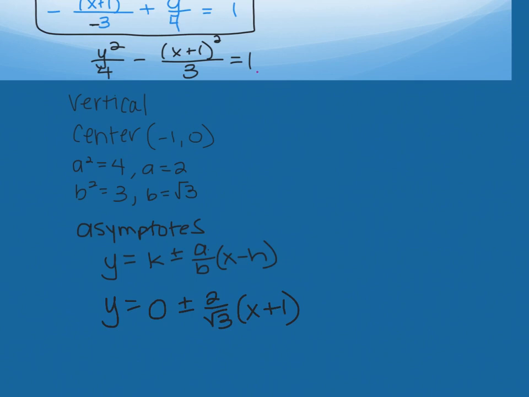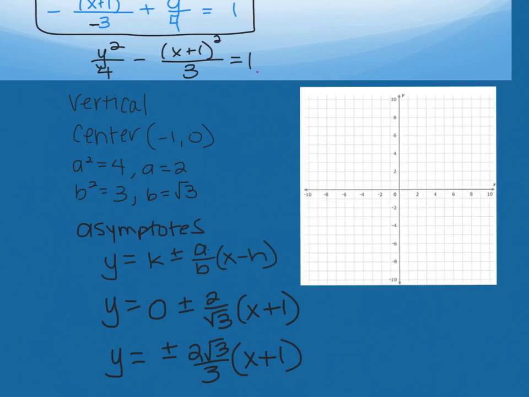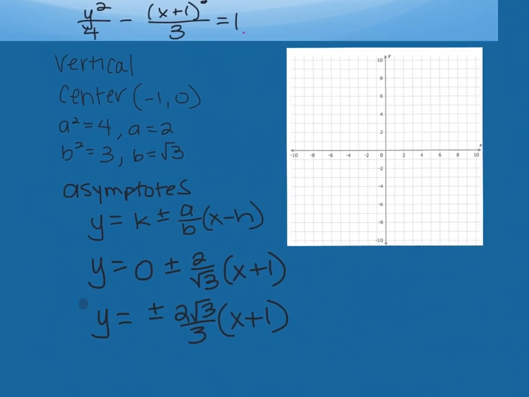Can you leave a square root in the bottom? Nope. So this gets rationalized to y equals plus and minus 2 root 3 over 3 times x plus 1. The only thing that changes for the asymptote is whether it's b over a or a over b. Everything else is exactly the same. So the question is, do I distribute this bottom part? You can, to graph it, if it's easy to graph. If not, use the box. But when you're giving it to me as an answer, you'll keep it in that standard form.